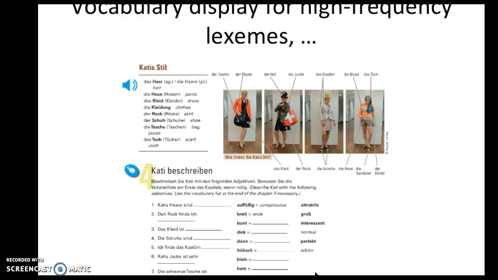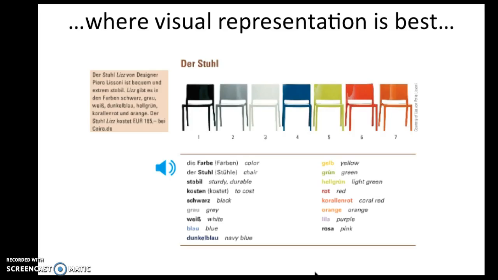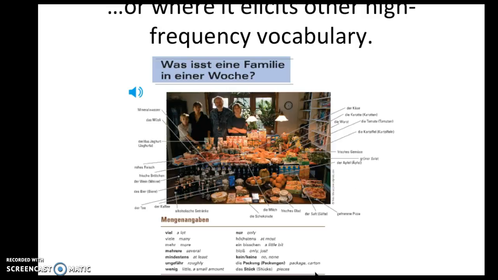We still have vocabulary displays for high frequency lexemes where the topic lends itself, like for concrete items like clothing or colors, or where it elicits other high frequency vocabulary. For instance, in the context of food, here these Mengenangaben, viel, mehrere, mindestens, ungefähr, wenig. These are very, very important function words that you can practice in the context of food. And it's not so important to know all the fruits and vegetables, but these are very important high frequency lexemes.